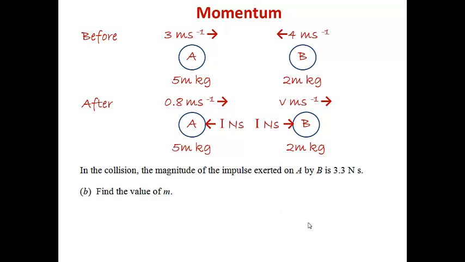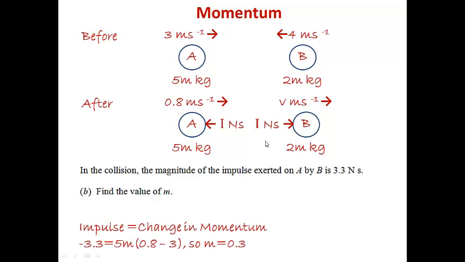So, let's see what happens when we look at the change of momentum of A. So we write the impulse, I. Now, we're told the magnitude is 3.3, it's going in the negative direction on A, so we write minus 3.3 for the impulse, and then the change in momentum. So we take the momentum after, which is 5m times 0.8, and we subtract the momentum before, which is 3 times 5m. So we solve that equation, and we can find m is 0.3.